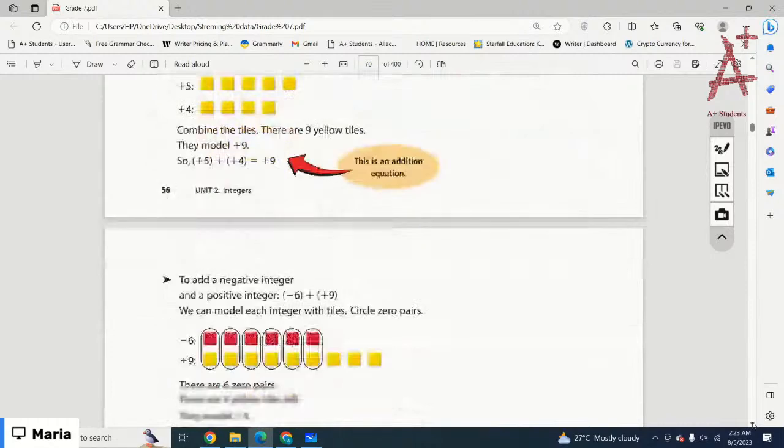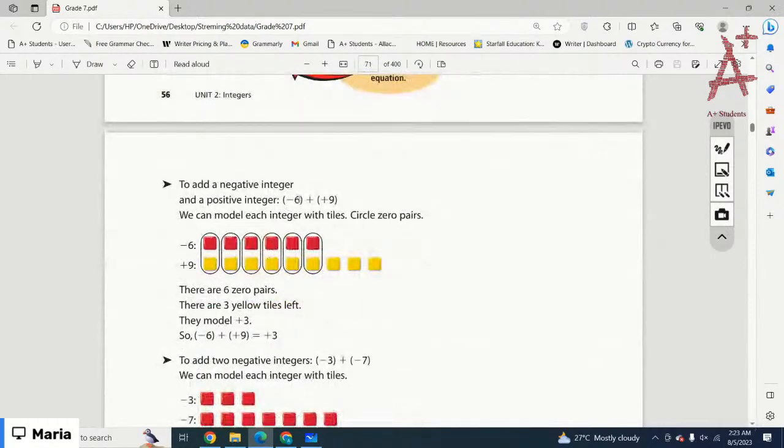Here is another example, negative 6 and positive 9. Negative 6 means you make 6 red tiles, and positive 9 means you make 9 yellow tiles, right? So 6 pairs of red and yellow make 0, and you are left with three yellow tiles. Yellow tiles represent positive numbers, so the answer is positive 3, right?